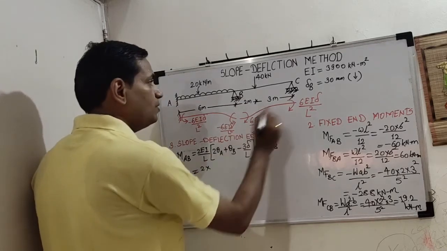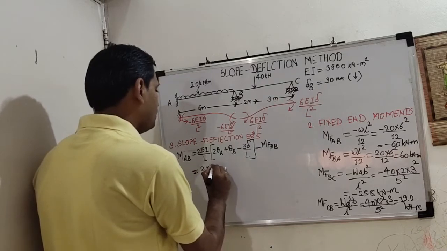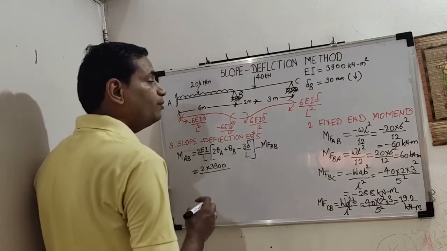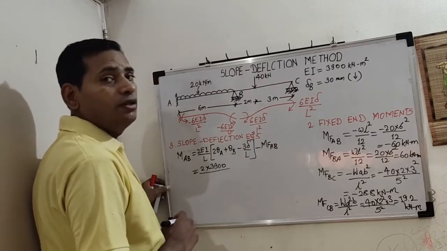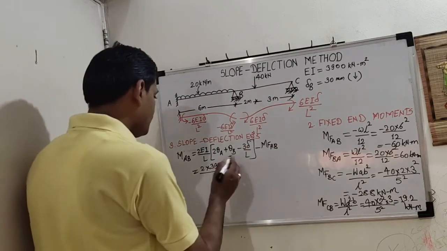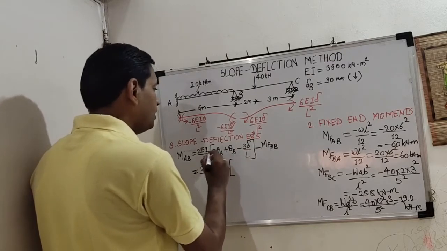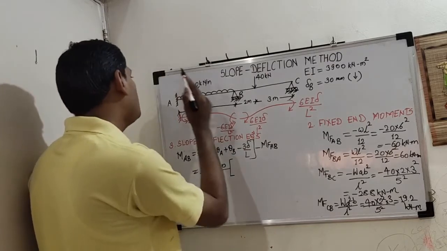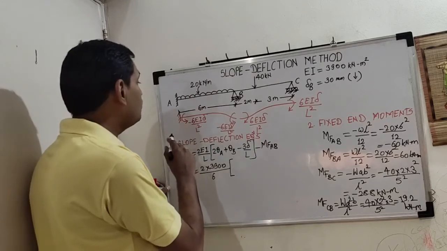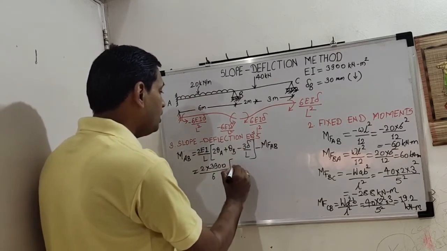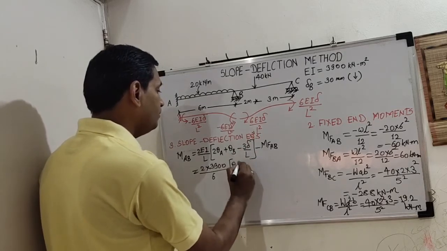2 into EI is given as 3900. Keep it as it is because it is in appropriate units. We want units in kilonewton and meter. L is 6 into bracket theta A. Theta A is 0 because end A is fixed. So there is no rotation of A. So theta A is 0. Theta B is unknown. We have to find.